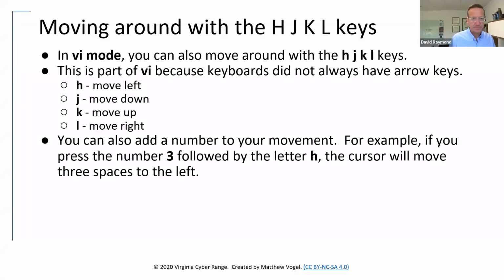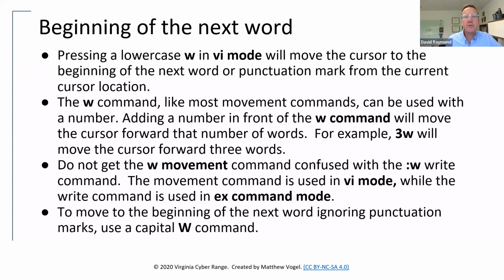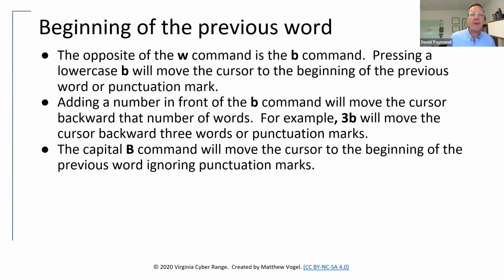Okay, so you can also move by words, right? So if I'm in VI mode and I hit W, I'm going to go to the next word. If I hit 3W, I'm going to move 3 words. And if I want to go to the beginning of the next word, I can hit a capital W. So W or capital W is going to take me to the next word. So that again, pretty straightforward. W for word. And then if I want to move back, the opposite of W is B.